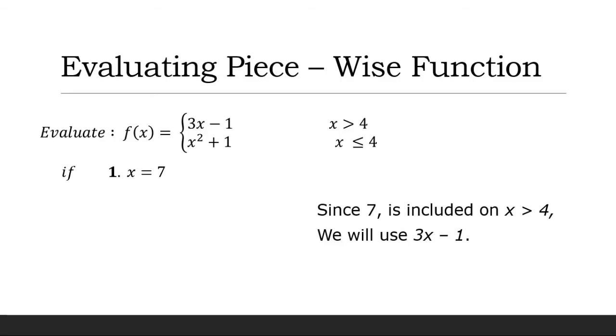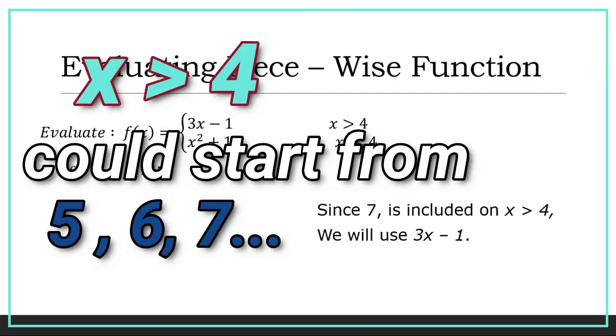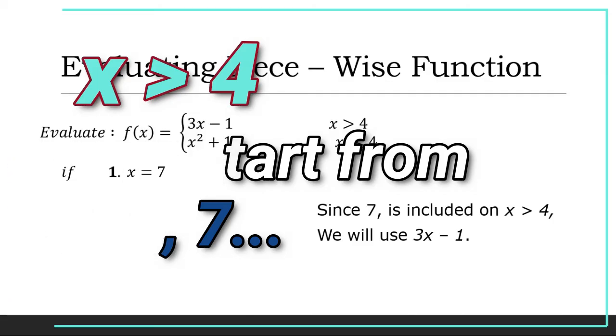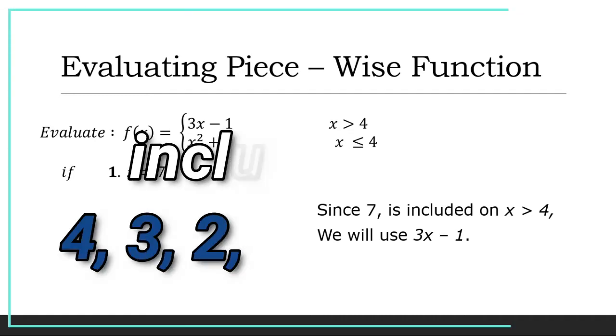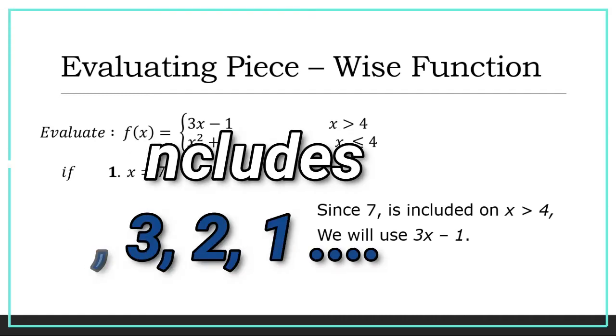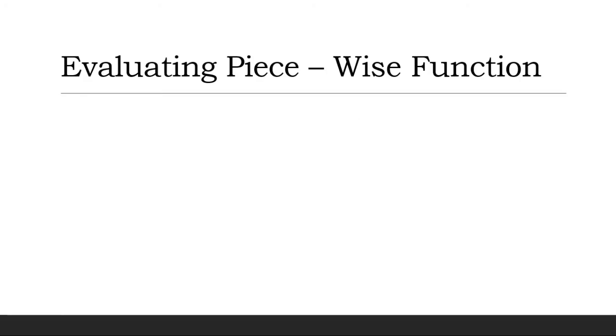Now, why is it that 7 is included on the first restriction? Yung first restriction kasi ay mga number na greater than or mas mataas pa sa 4. This could be 5, 6, and so on. While the second restriction includes numbers including 4 and less than or mas mababa. After locating the domain, use the corresponding expression to substitute.